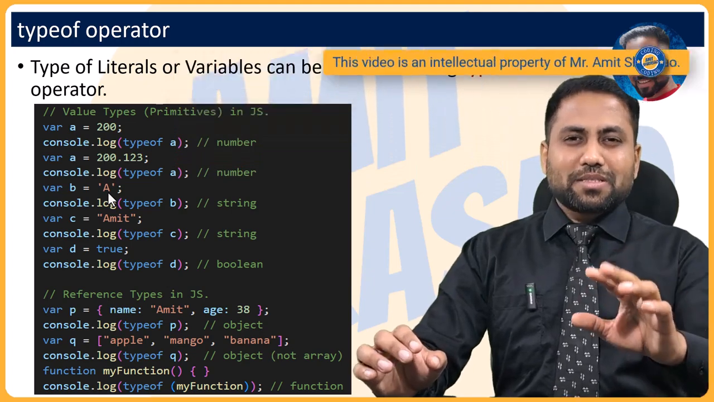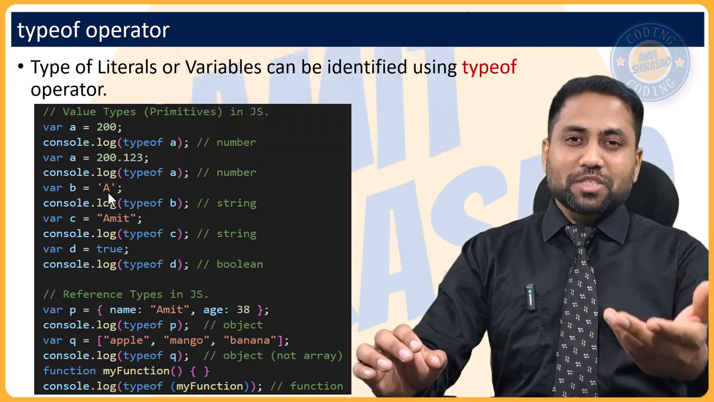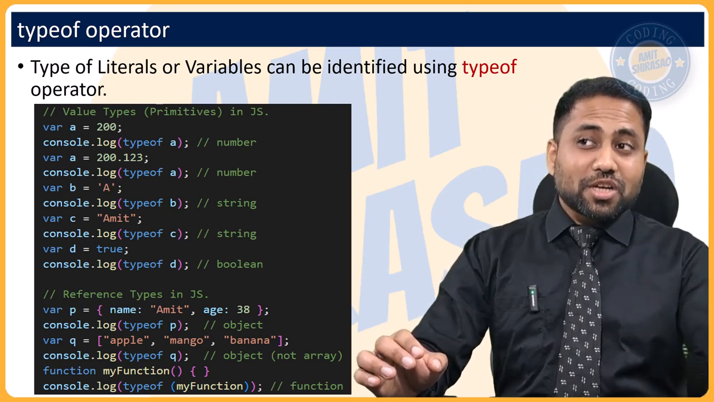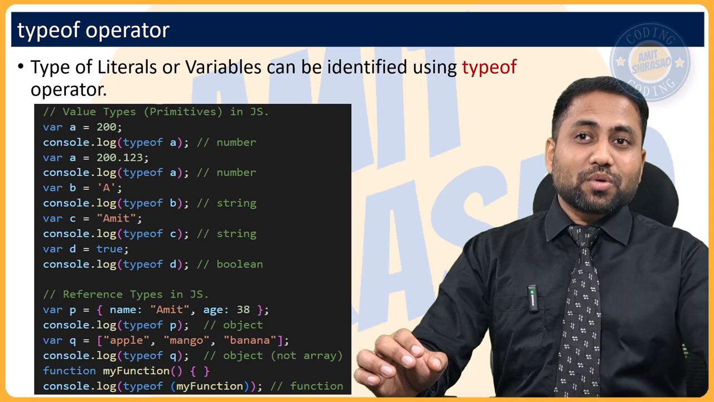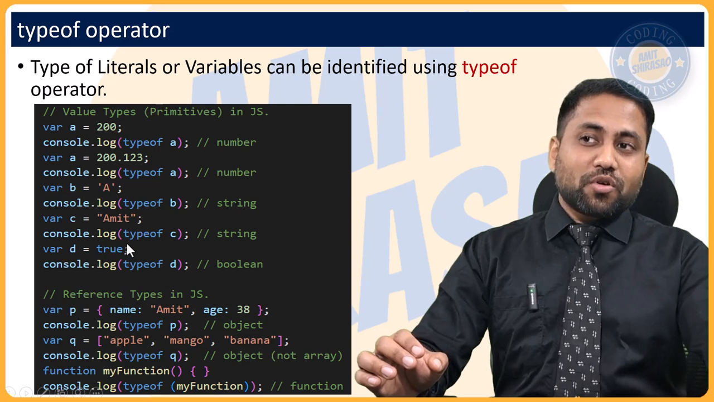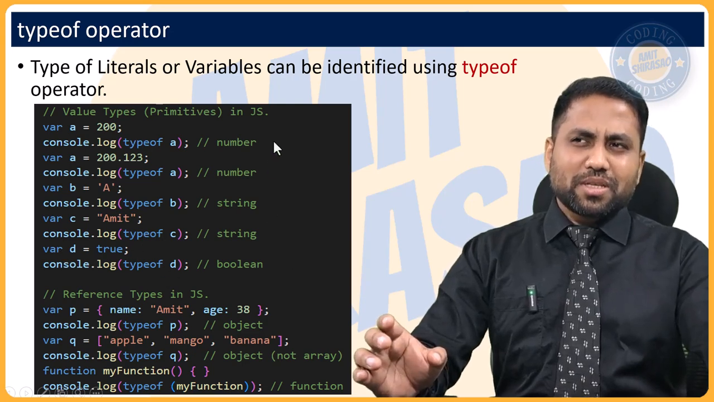In C++, C sharp, or Java, you have character, right? That is also a data type. But here in JavaScript, you don't have character. You just have a string. Then if it is true or false, it is boolean. So these are the very primitive data types, as you can see.